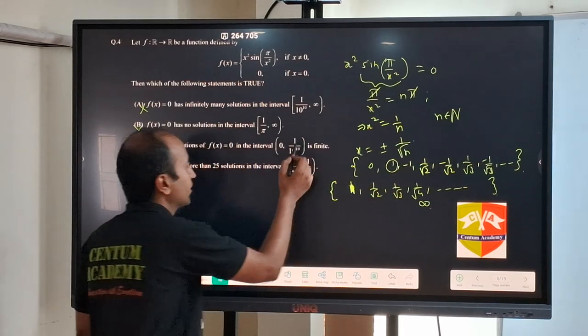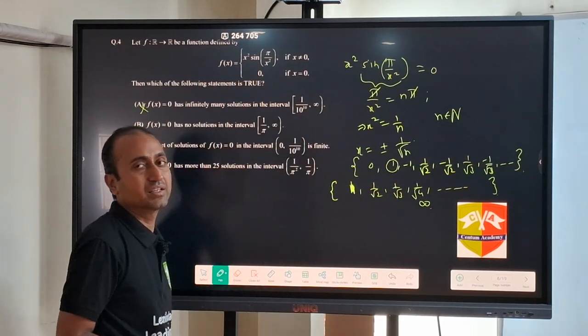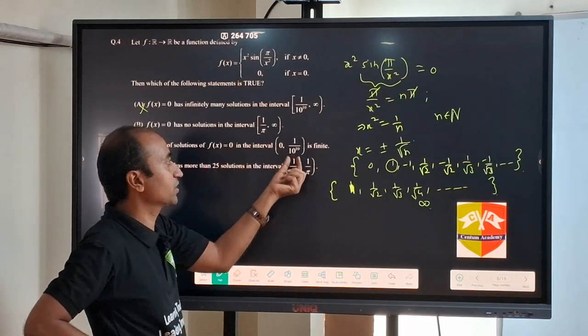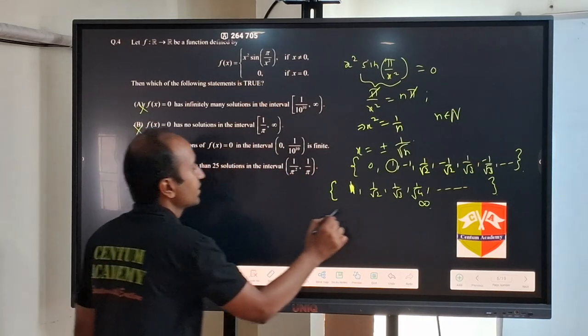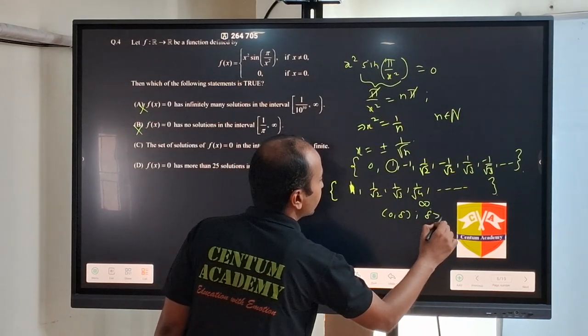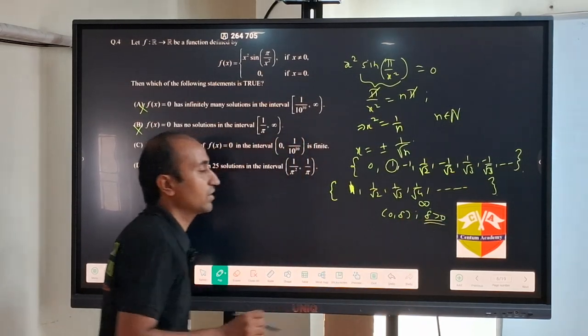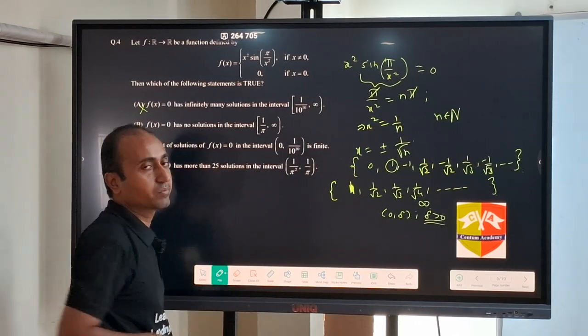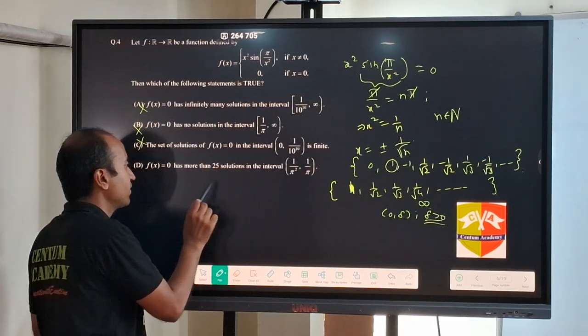If you talk about all the solutions less than 1 by 10 raised to the power 10, still you can take an arbitrarily small number, let me call this number delta, and between any 0 to delta, where delta is greater than 0, there will always be infinitely many solutions. So, this is finite, this is also false. So, by rejection, D must be true, but let us verify this.